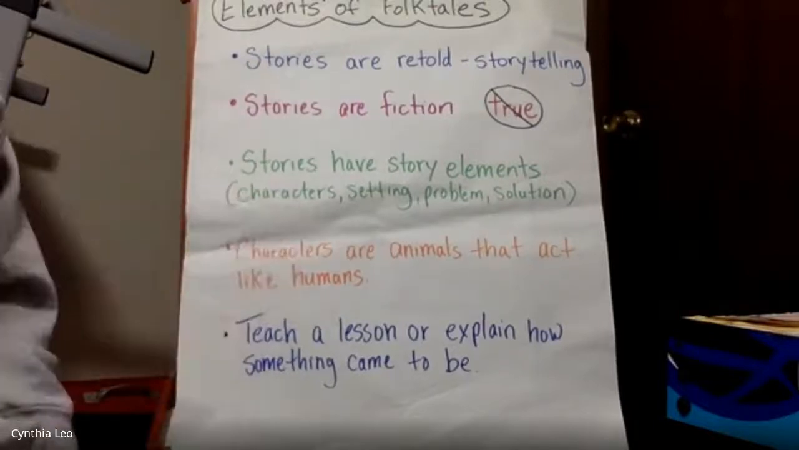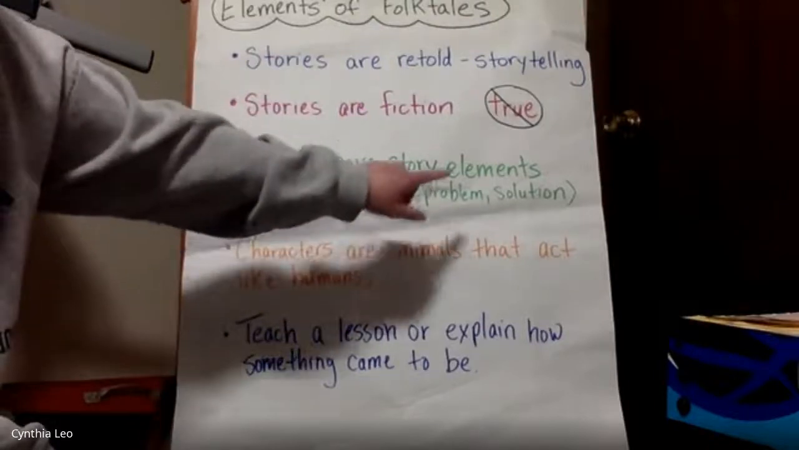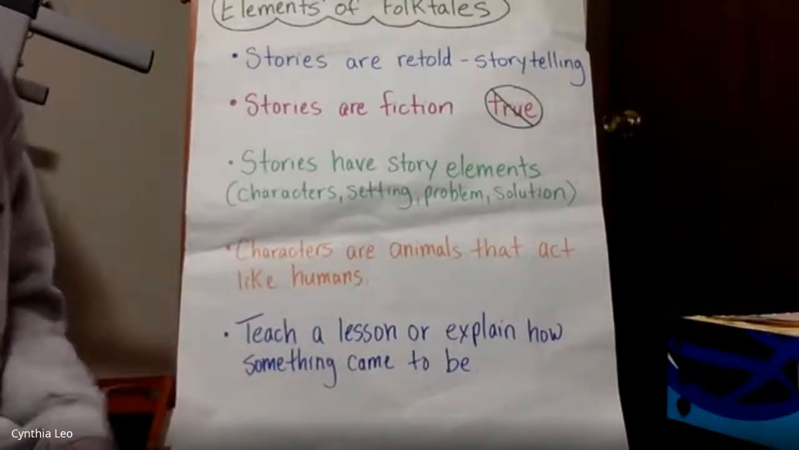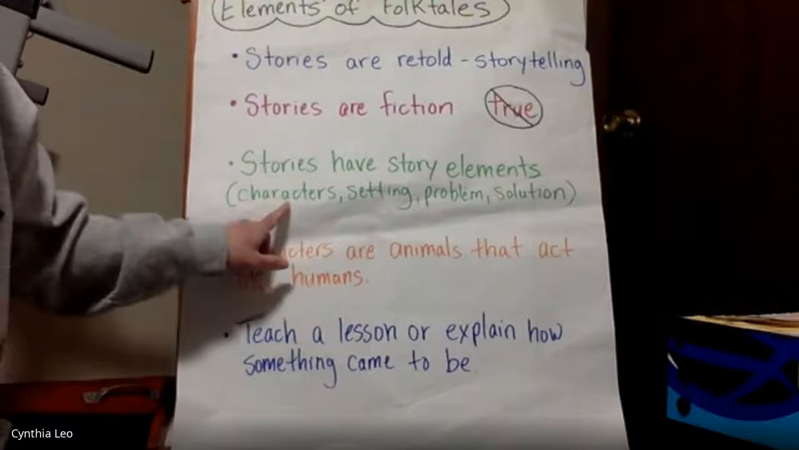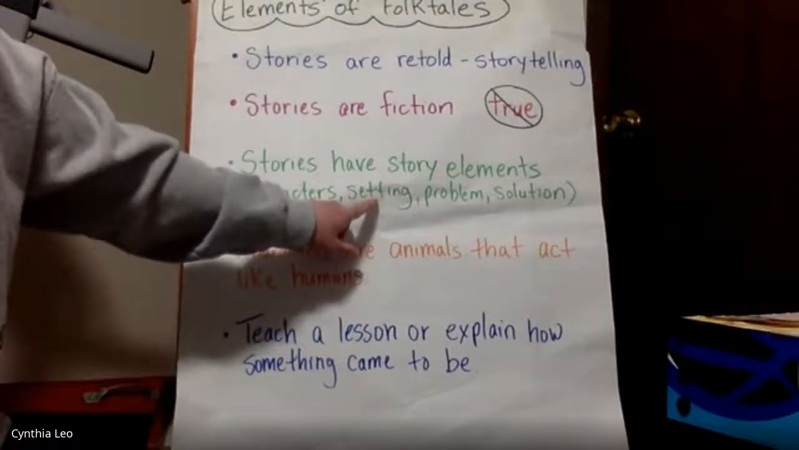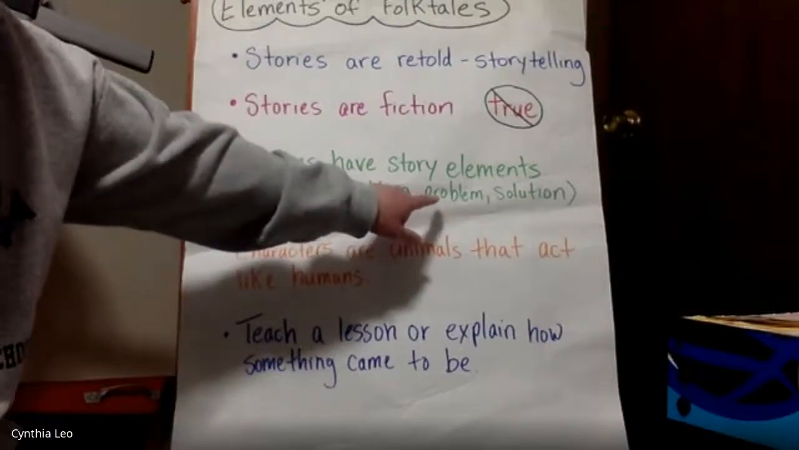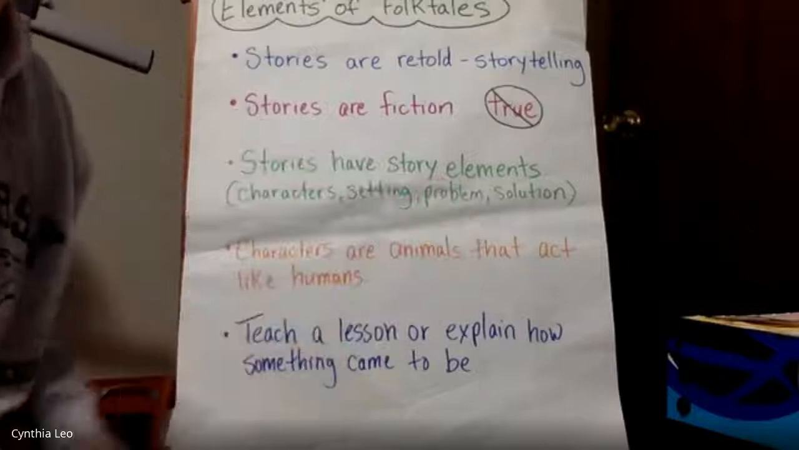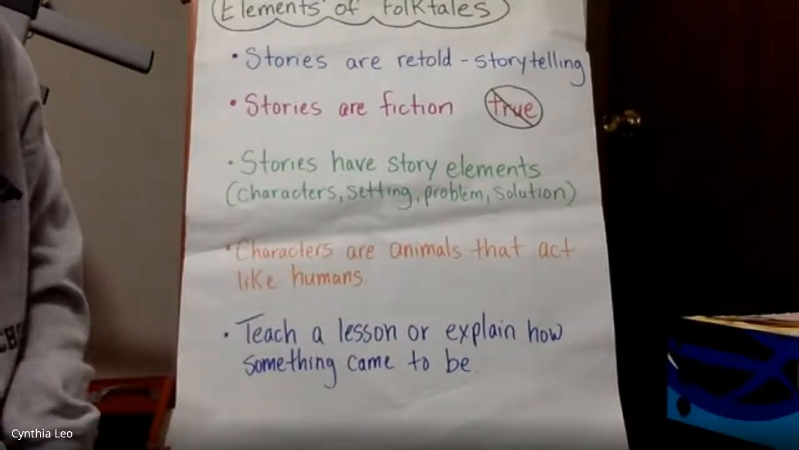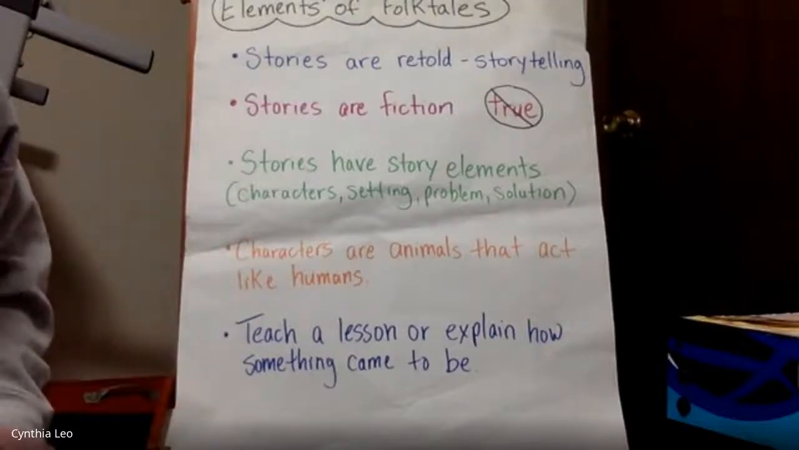Also, stories have story elements. They have characters, setting, problem, and solution. The characters are the people or animals in the story. The setting is where the story takes place. The problem is something that went wrong in the story. And the solution is how that problem is solved. In order to be a folk tale, they have to have all these things.